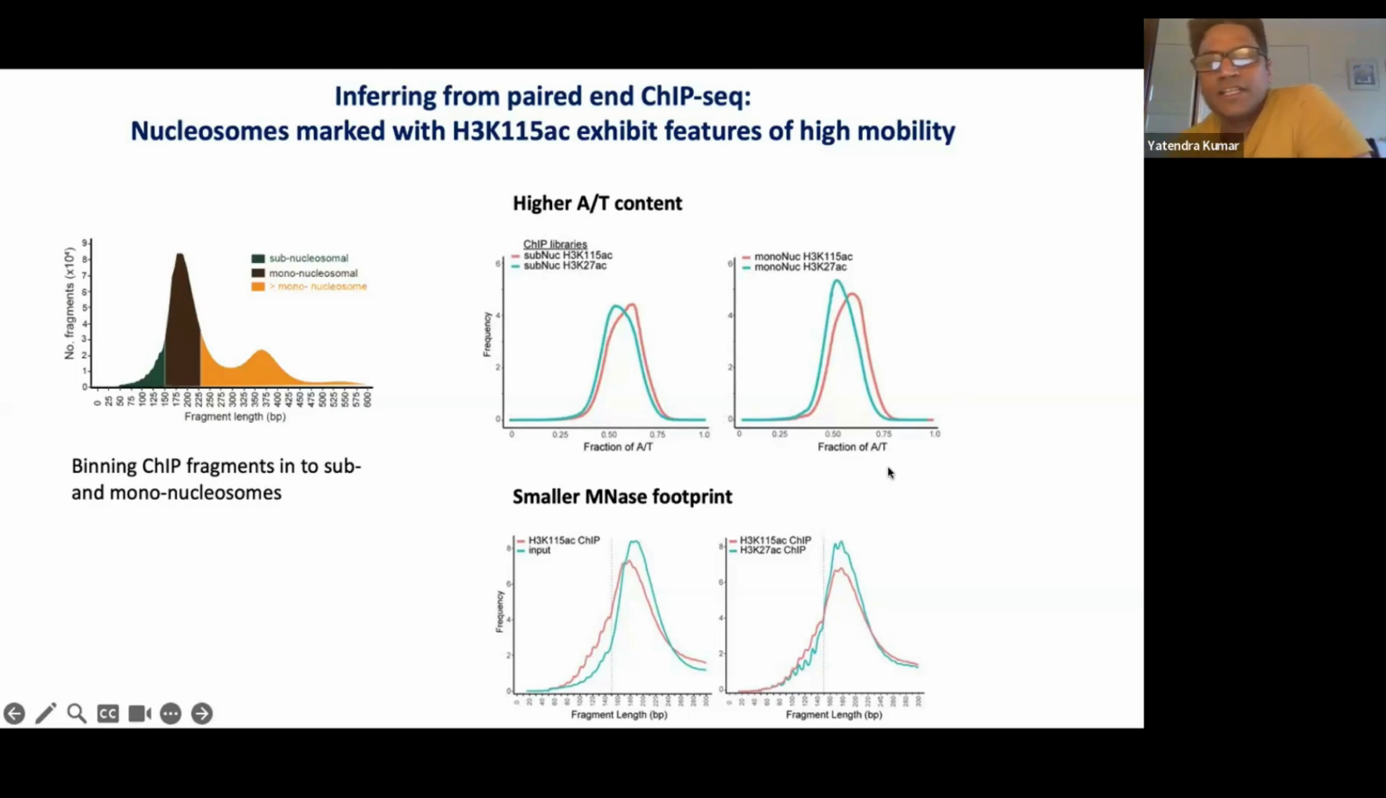Now, higher AT content is related to higher nucleosome turnover, which relates indirectly to nucleosome mobility. Apart from this, the K115 acetyl mark also picks up a smaller MNase footprint compared to the input libraries and compared to K27 libraries. So these are all the features of fragile nucleosomes.